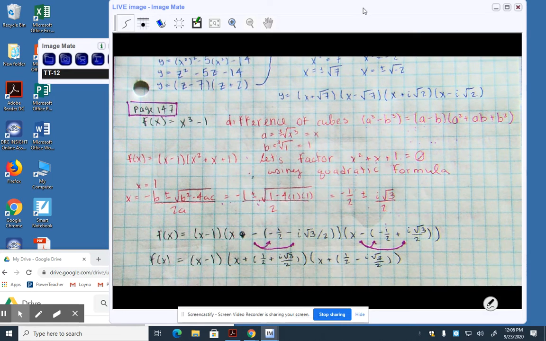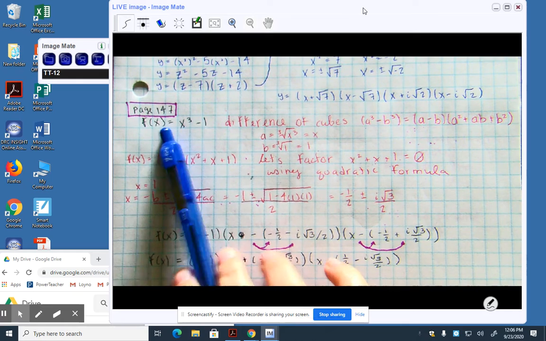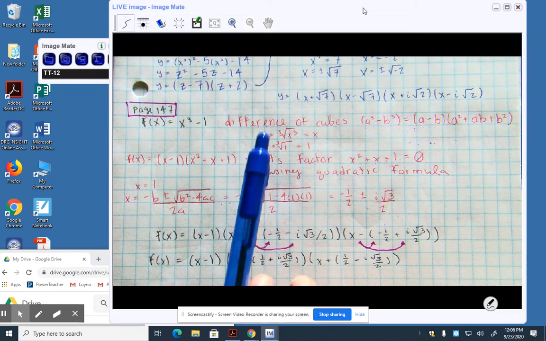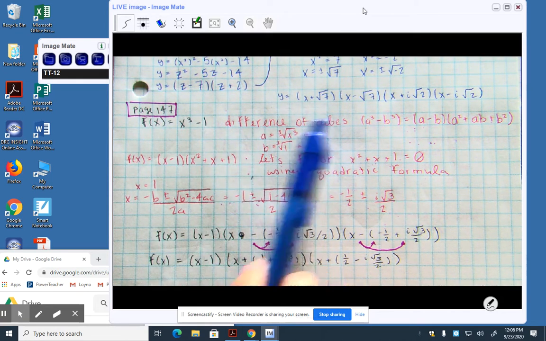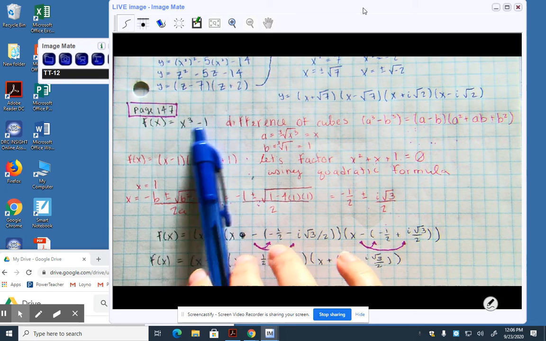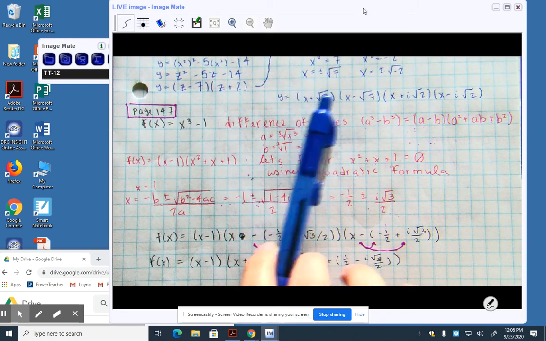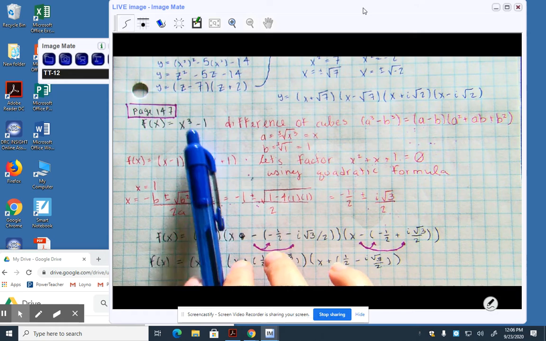Now this is on page 147. I'm going to rewrite this in terms of its linear factors. How am I going to do this? Well, this is a difference of cubes. Recall, x to the 3 and 1 are perfect cubes, and it's a difference in the middle.